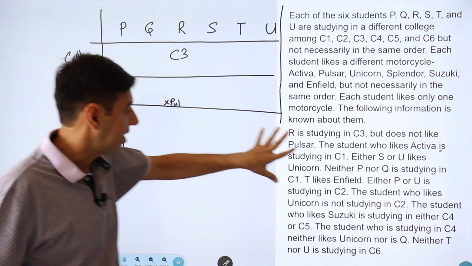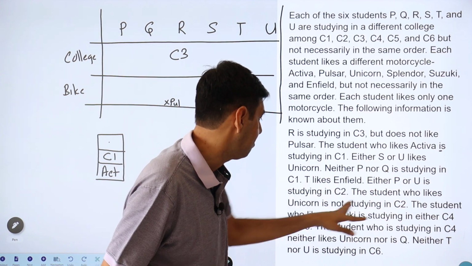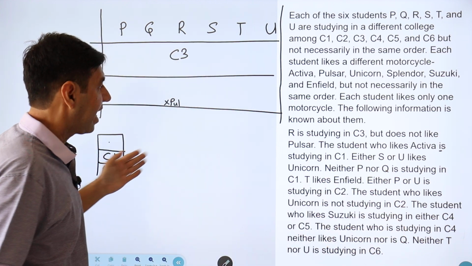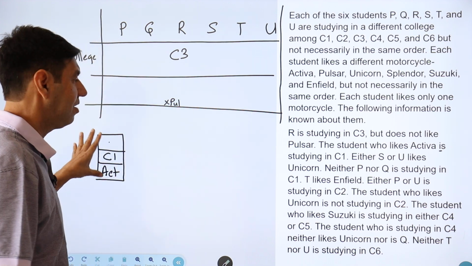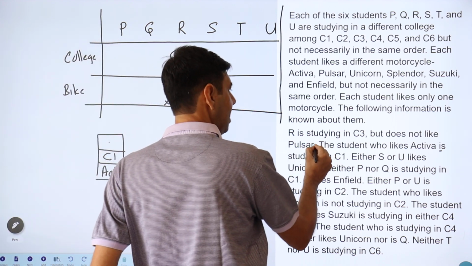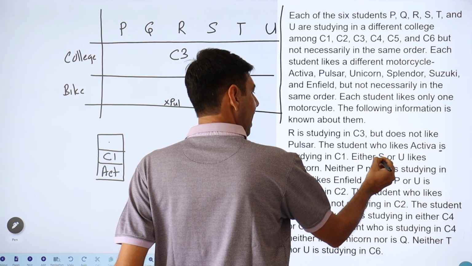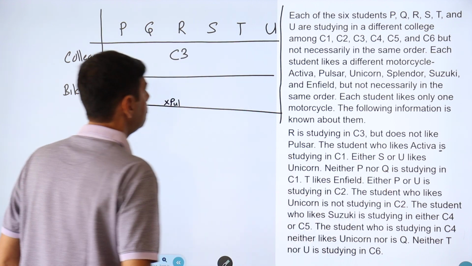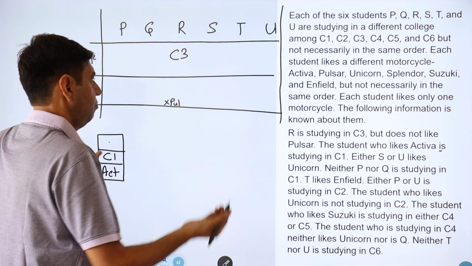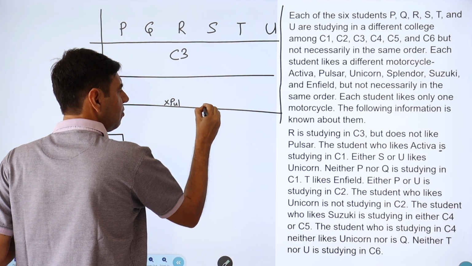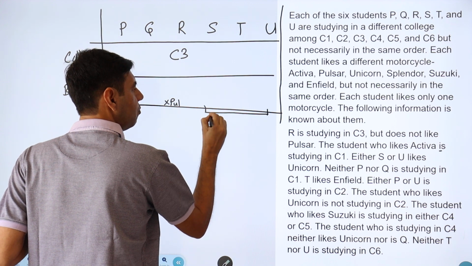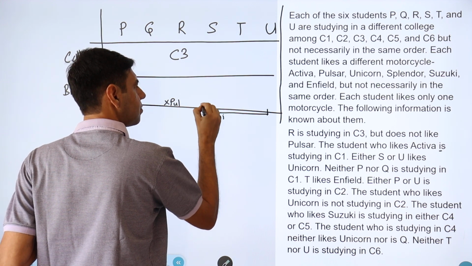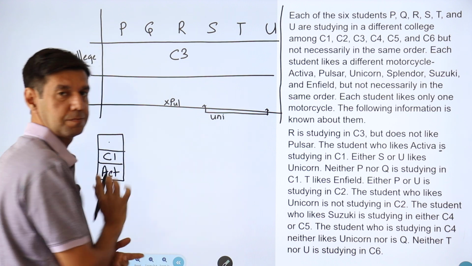And when you do such a block, it also helps you remember C1, Activa, pulsar. So what are the clues? Are there more clues on pulsar? I can't see. Activa, are there more clues? You can look, but then it's too early for that. But I'm saying when you write, things stay in your memory, right? Either S or U likes unicorn. Sometimes you'll have to go out of the way and make your own notation. So one of these two is going to be unicorn, S or U.